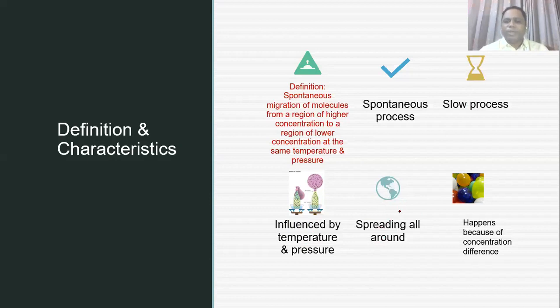That means if we place any material on a table which has a particular smell, we can feel the smell all around the table. Or if we place one drop of dye in a glass of water, you can see it is spreading out in all directions. So we can say diffusion is spreading out of molecules in all directions from a region of higher concentration to a region of lower concentration. And it happens because of concentration difference.